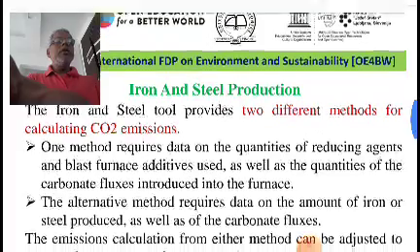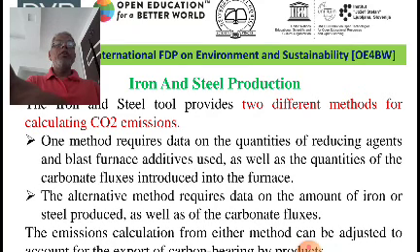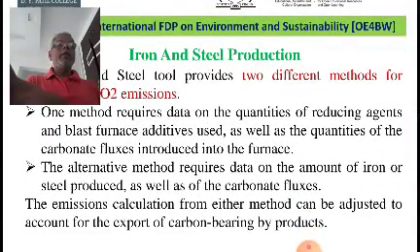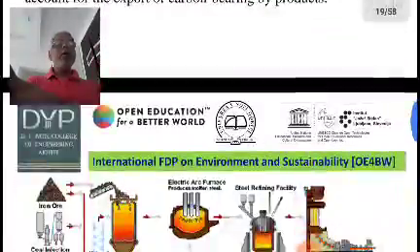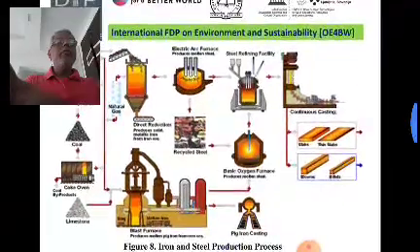The iron and steel tool provides two different methods for calculating the CO2 emission. One method requires the data on the quantities of reducing agent and blast furnace additives used, as well as the quantities of the carbonate fluxes introduced into the furnace. The second one, the alternative method, requires the data on the amount of iron or steel produced as well as the carbonate fluxes.